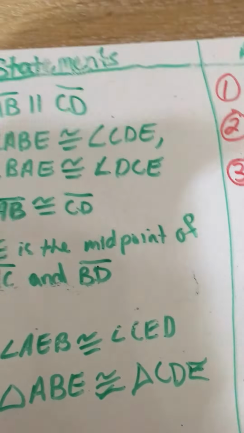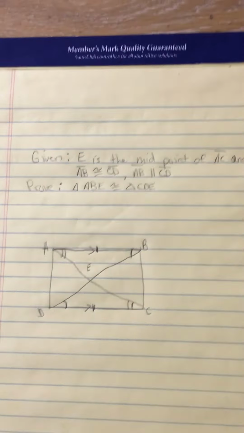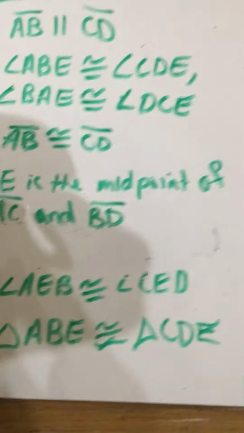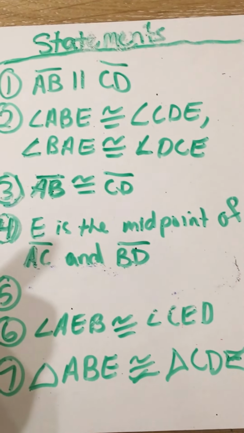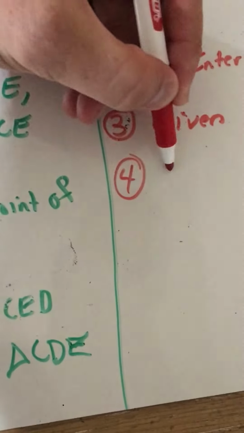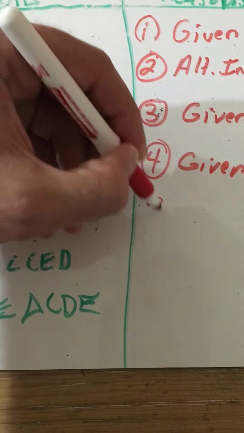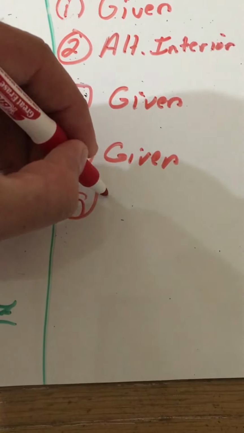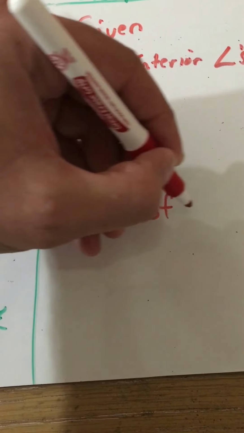Next one we have to go to 3. It says AB is congruent to CD. We look over here in our statement, that is given to us. So 3 is given. Next one, 4. It says E is the midpoint of AC and BD. That is also given. This one's pretty easy. 5, I didn't fill in, but 5, it says, if you look in your book, the thing that it gives you is definition of a midpoint.